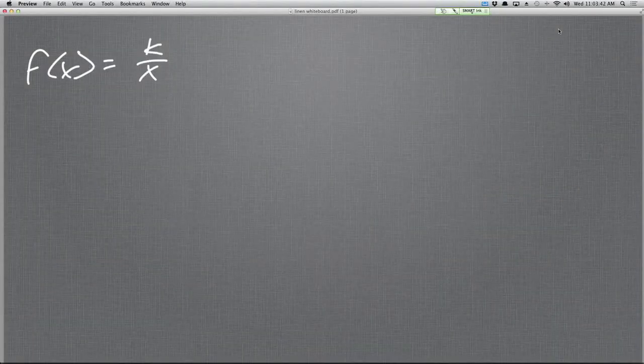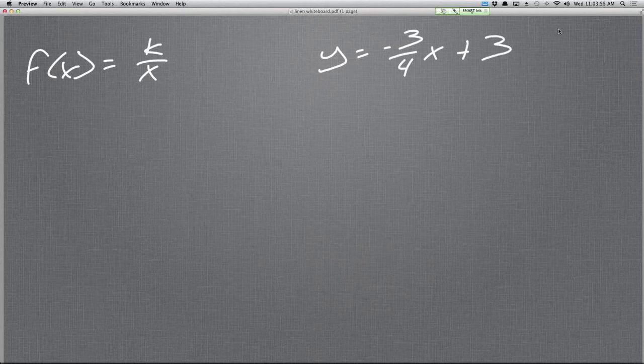F of x equals k over x, and y equals -3/4 x plus 3. Alright, now you guys are going to think with me on this one. Help me out on this. It says, find k such that the line is tangent to the graph of the function. So that line over there on the right is what type of line? It's the tangent line to the function that's on the left.